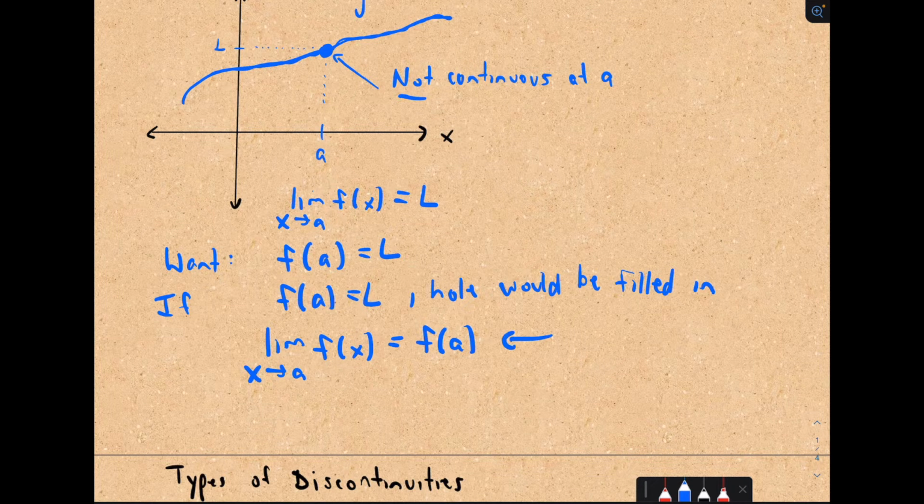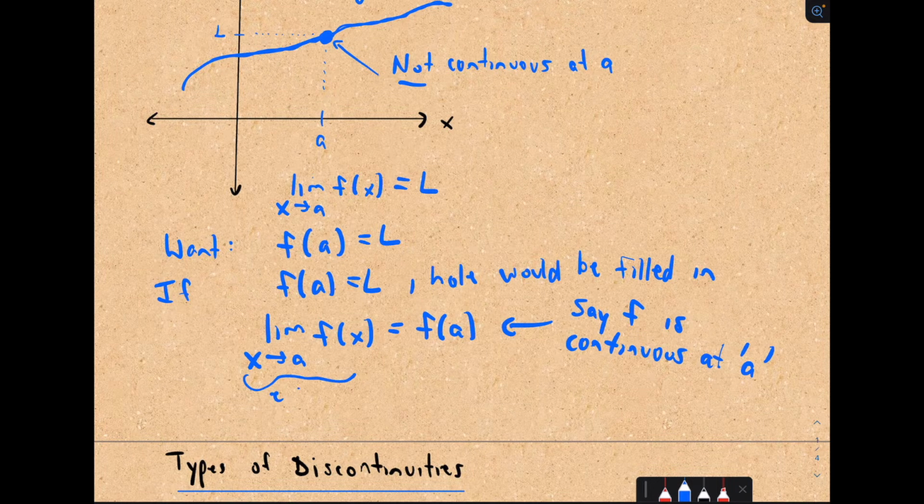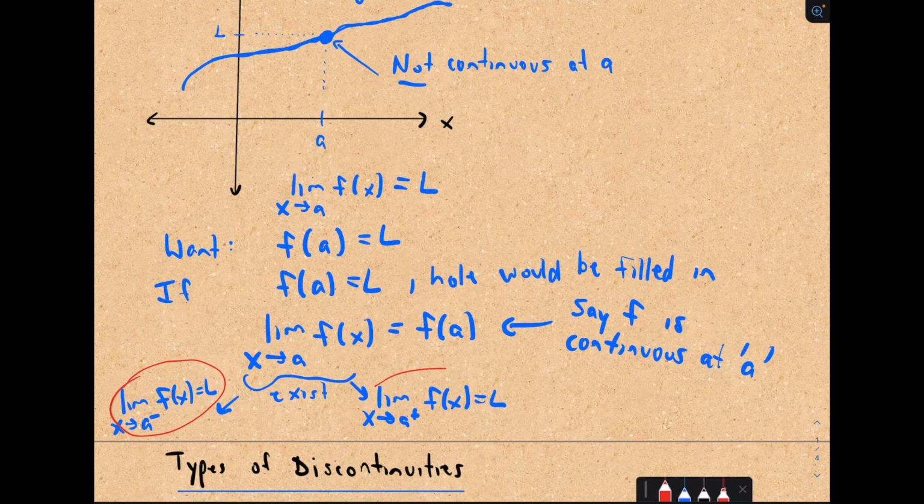And if this happens, we say f is continuous at the x value of a. Notice that in the limit as x approaches a of f of x, it's understood that this limit exists. For a limit to exist, the left-hand limit, the limit as x approaches a from the left of f of x, has to equal L. Likewise, the limit as x approaches a from the right of f of x has to equal L. Remember, for a limit to exist, left-hand limits have to equal right-hand limits. This is something you'll often have to use when doing questions involving continuity.